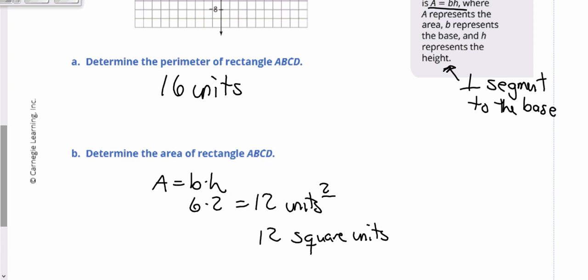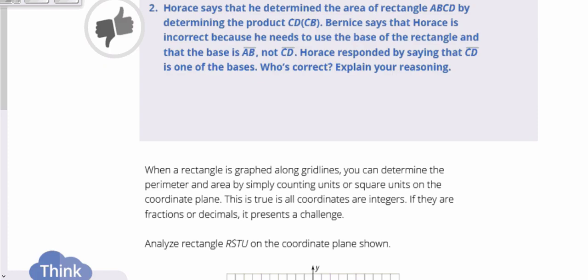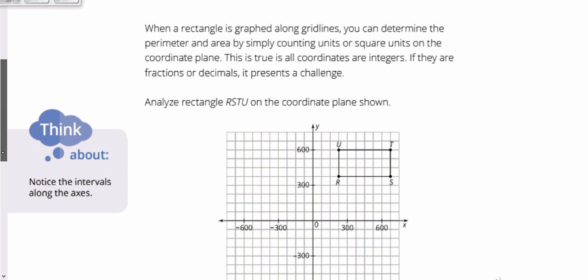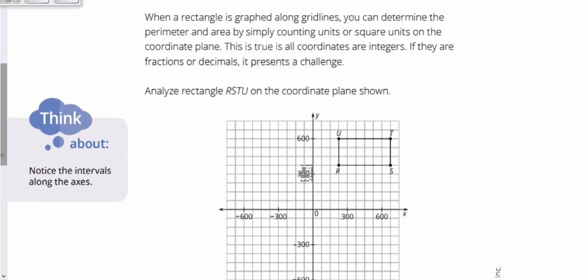We're going to skip ahead to page 72 right now. These notes will go pretty quick today. So when a rectangle is graphed along grid lines, you can determine the perimeter and area by simply counting units or square units on the coordinate plane. That's true if the coordinates are integers. If they're fractions or decimals, then it turns into something else.